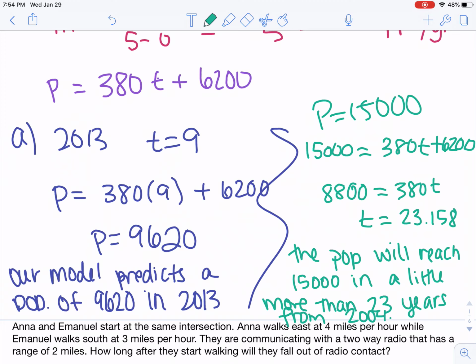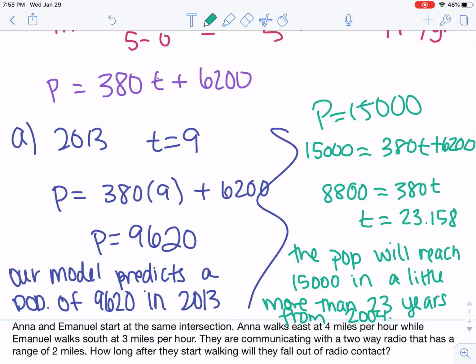Or you could say in the year of 2027, which would be 23 years from 2004. Okay? So that's also an acceptable way. You could say the population will reach 15,000 in a little more than 23 years, or in the year of 2027. Sometime in the year of 2027. Okay?